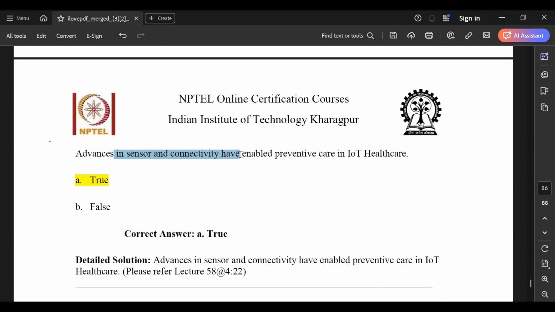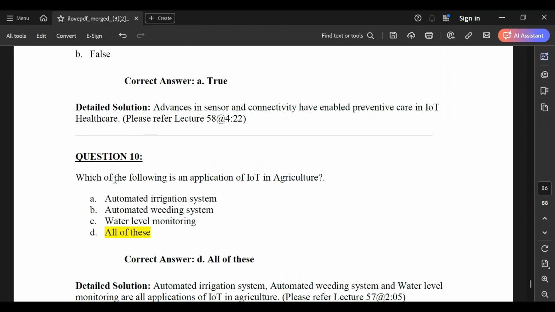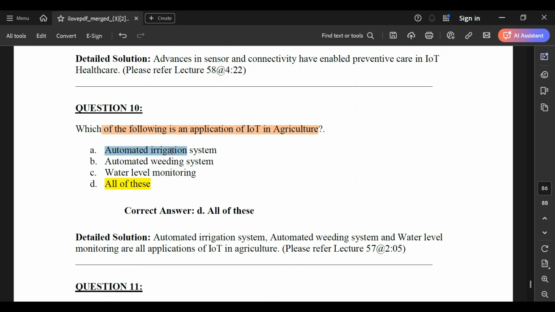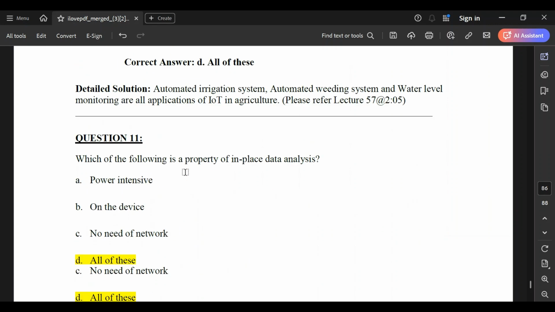Advances in sensor and connectivity have enabled preventive care in IoT healthcare. Obviously, it is true. Which of the following is an application of IoT in agriculture? You can see automated irrigation. This is well. Automated weeding means just pouring of the seeds into the ground. Water level monitoring. This is true. So all of these are true.